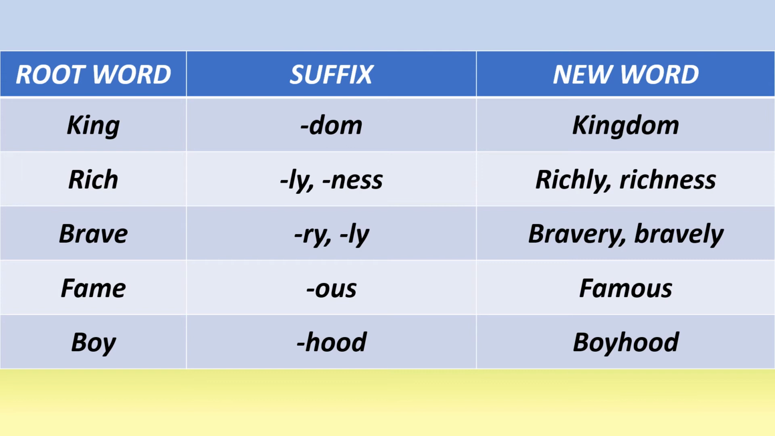And then the fourth one, fame. What is the suffix? ous. What is the new word? Famous. And the last one, the root word is boy. Suffix hood. What is the new word here? It is boyhood.